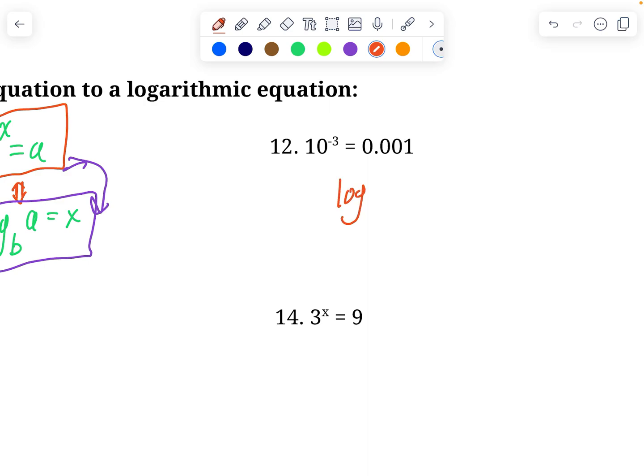All right, here's what you should get. Log base 10, negative 3 goes over there, so the 0.001 must go there. This one, base is 3, exponent goes on the other side, so the 9 goes to go there.